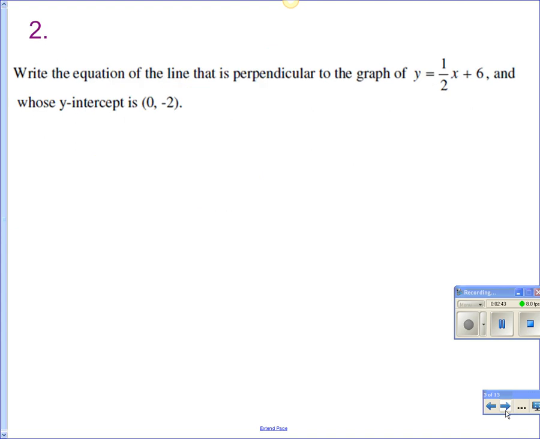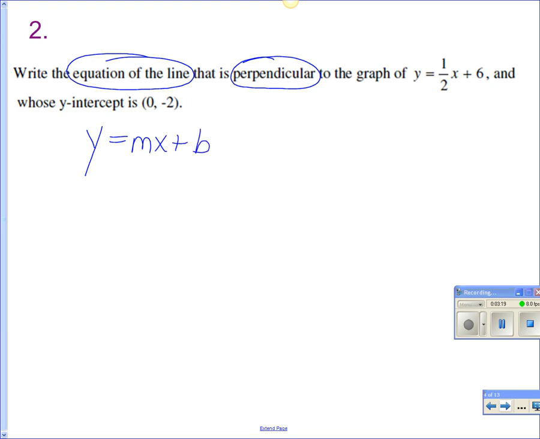Number 2, write the equation of a line that's perpendicular to the graph of y equals 1/2 x plus 6 and whose y-intercept is 0, -2. What's one thing I should circle? Equation of a line. Sorry, I'm getting ahead of myself. Let's go back to this. When I see equation of a line, what you need to write is y equals mx plus b.